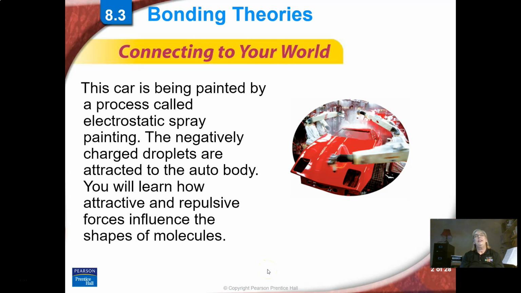Okay, this is a complex section and it's going to take a while for you to think about. We're going to talk about forces that repel and attract in molecules, and it's going to affect the shape of a molecule. It takes a while to get used to this, it takes some practice. So this is something that's more of an intense section, bonding theories.